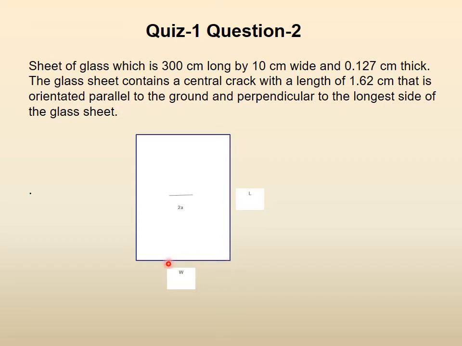This is the length, this is the width. So it means that this is 300 centimeter and this width is 10 centimeter. And this is a central crack. So this is the very simple thing.